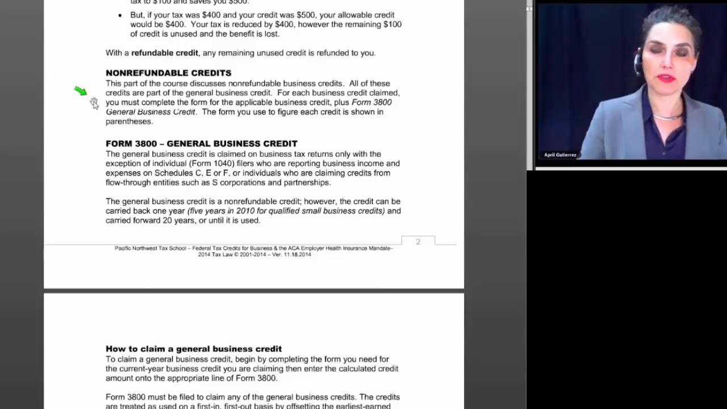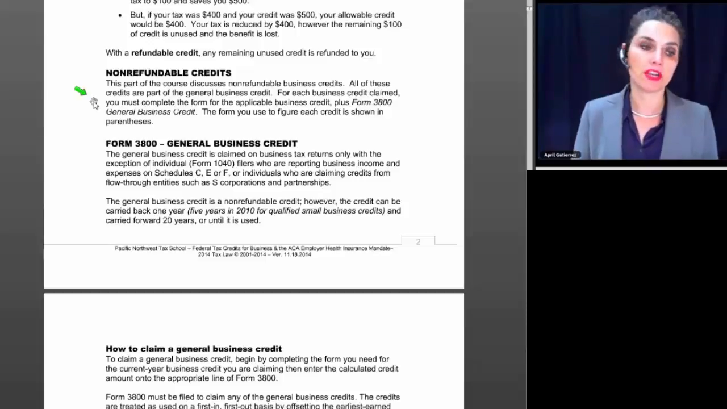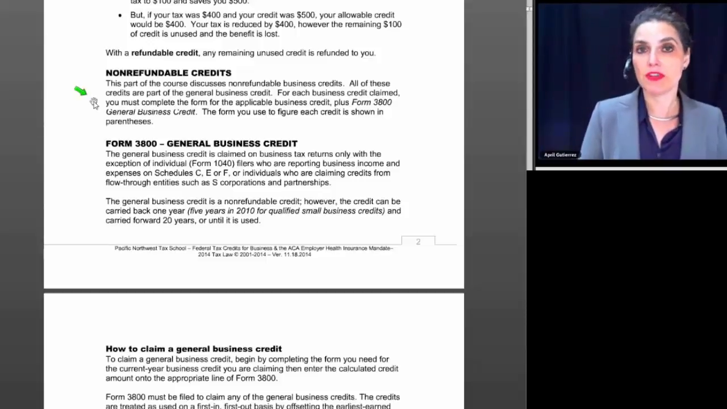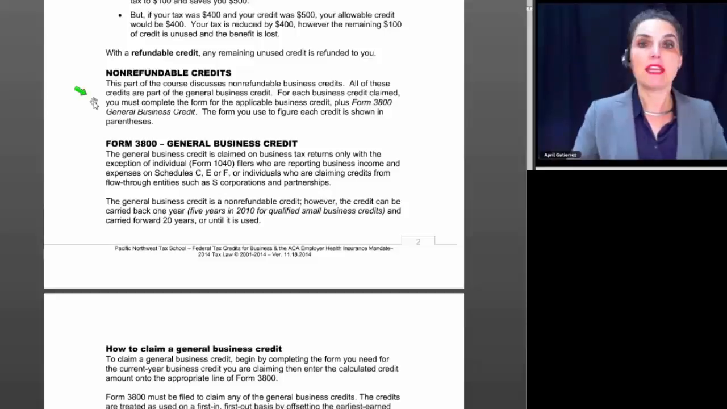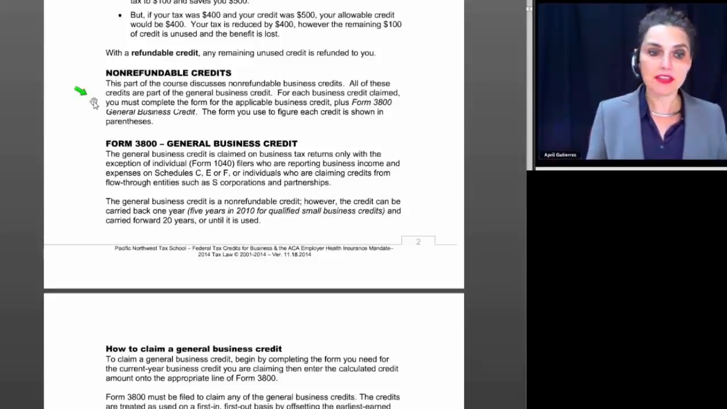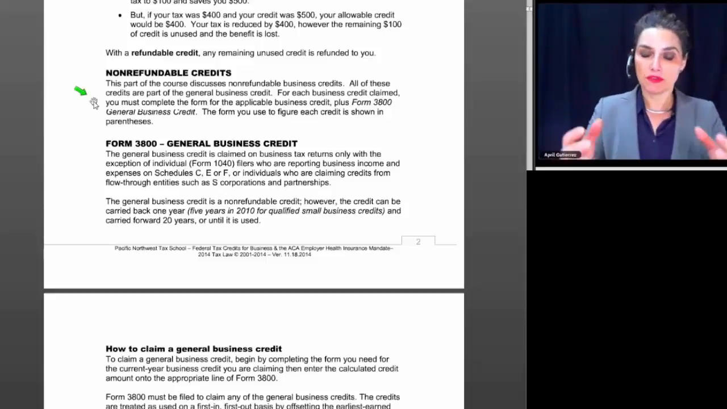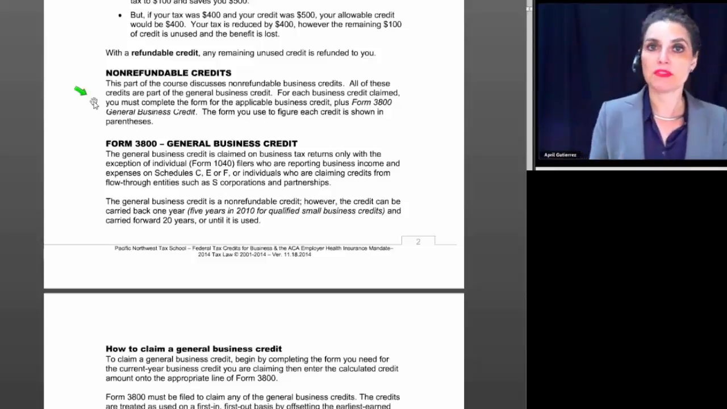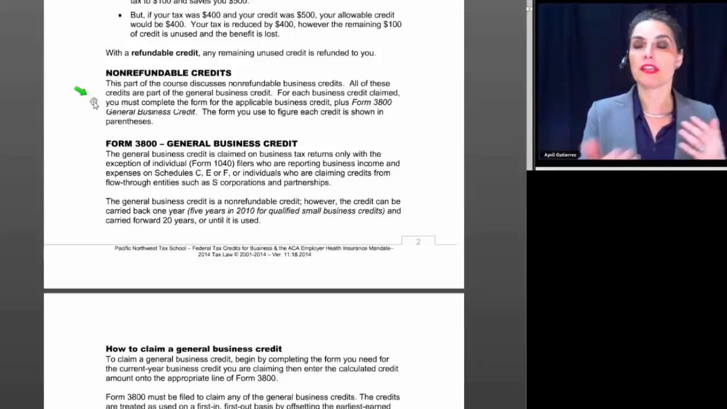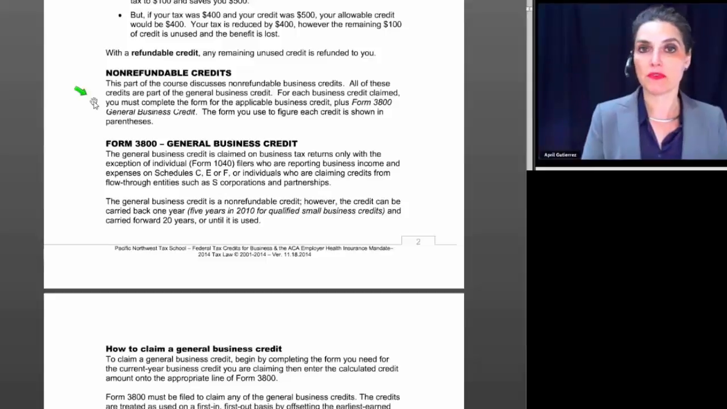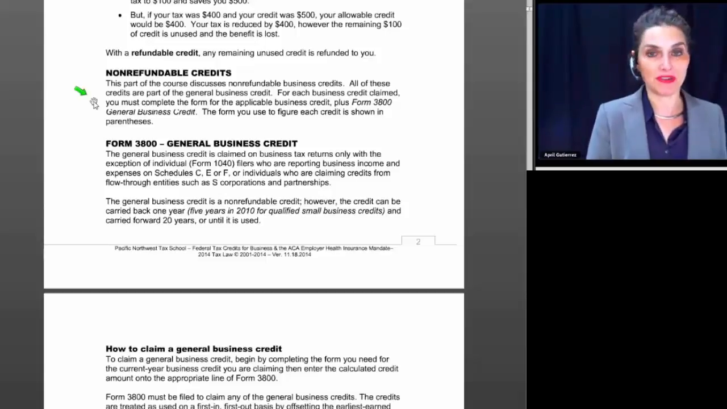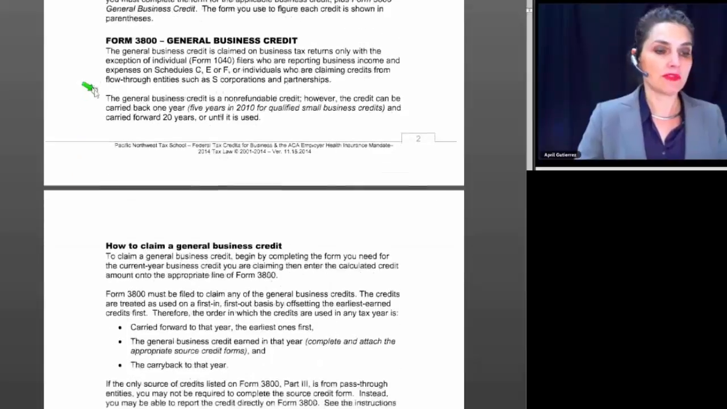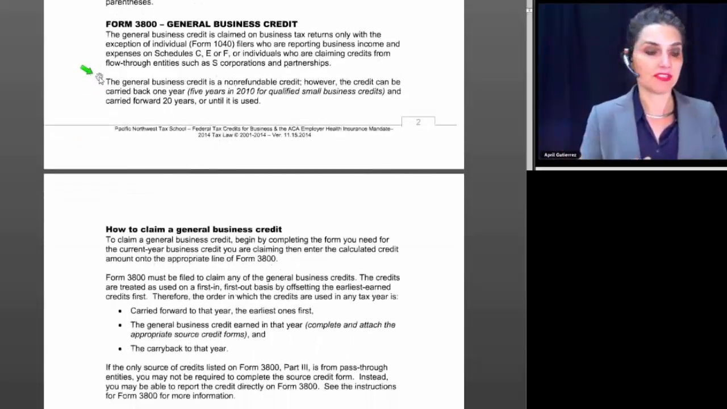So for today, we're going to spend most of our time talking about the general business credit. General business credit is made up of many, many different types of credits. All of these credits are claimed or figured on their individual credit forms, and then after the credit has been figured, it carries over to the general business credit form, and then the general business credit form is used to determine whether or not you're going to be allowed the credit, how much of the credit, whether there's going to be a carry back, whether there's a carry forward, and so on. So let's take a look at Form 3800, which is the General Business Credit Form.